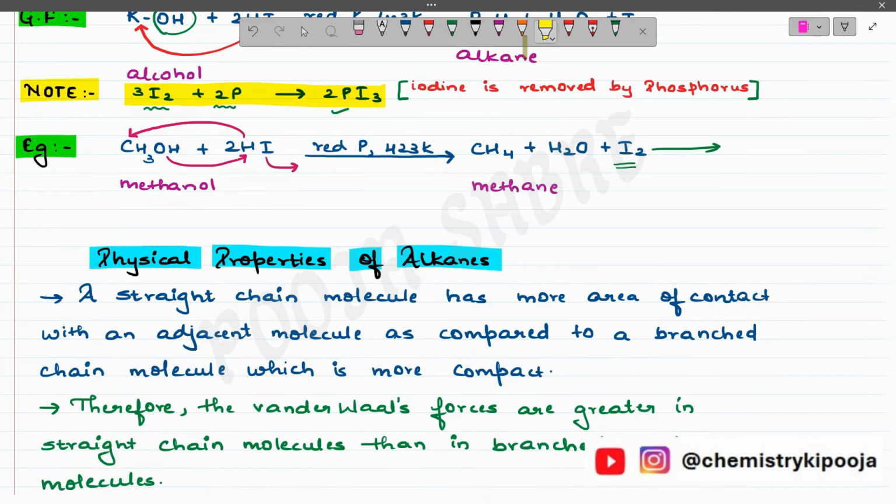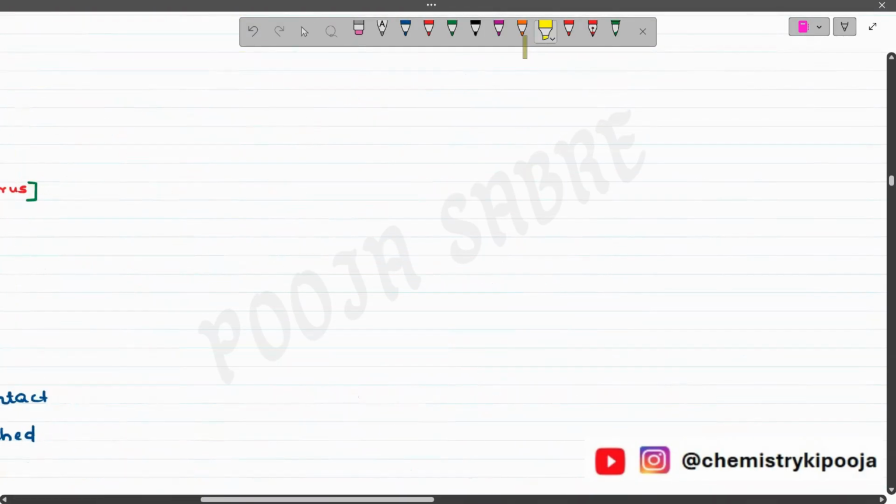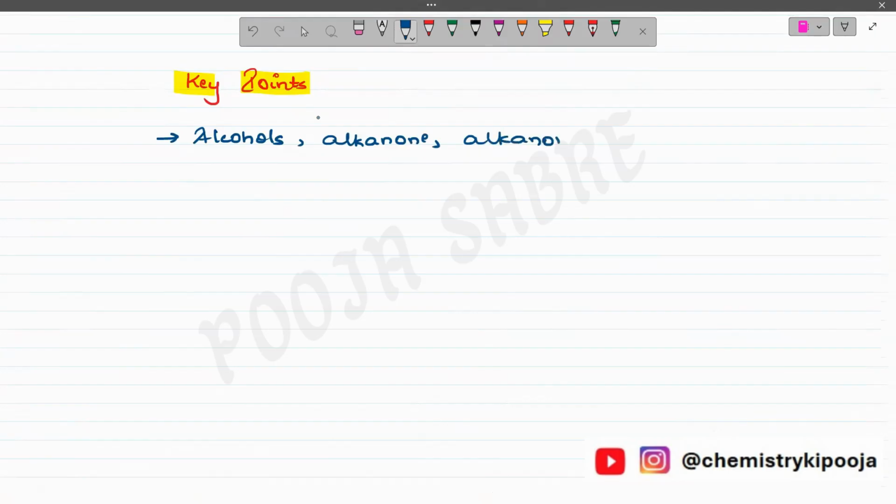Now let us quickly note down the key points. Like alcohols, alkanones and alkanoic acids, they all undergo reduction to give alkane in a similar way. Like alcohol, alkanone or alkanal, it can also be alkanal. So let us quickly have a look at the reaction.